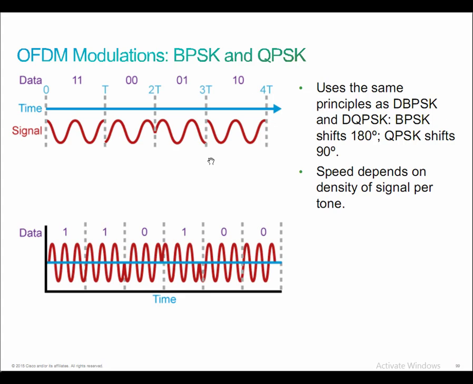BPSK does not differentiate 1s and 0s specifically. It's just that any change causes a shift in the pattern. All right. I don't know if that makes sense. I probably didn't describe that very well. Hopefully the diagram helps out a little bit.